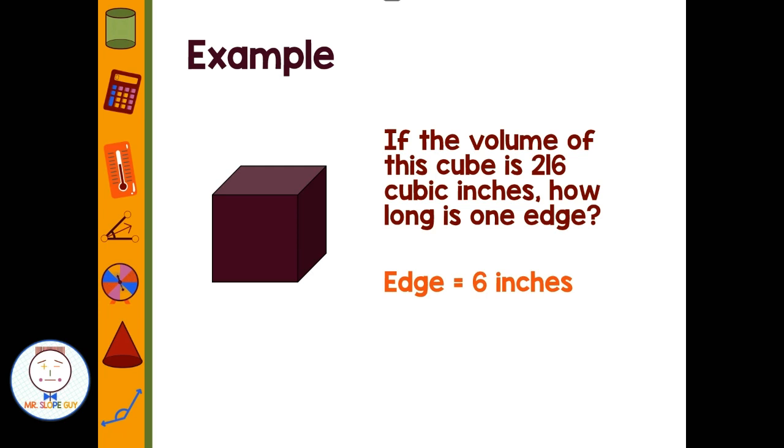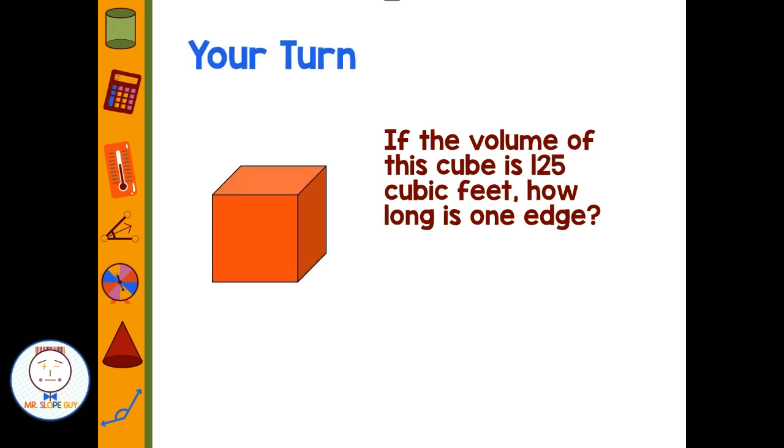This is not the same as 216 divided by 3. So cube root is not divided by 3. Cube root is completely different. In this case, 6 inches would be one edge, which will give us a volume of 216.